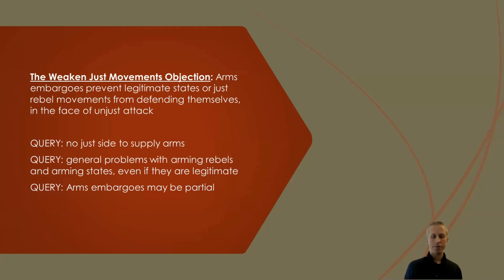Finally, even if there still is a strong case for providing arms to a particular side, remember that arms embargoes can be partial. They can be applied only to one side, and they can make it harder for, say, the unjust side to be able to fight.